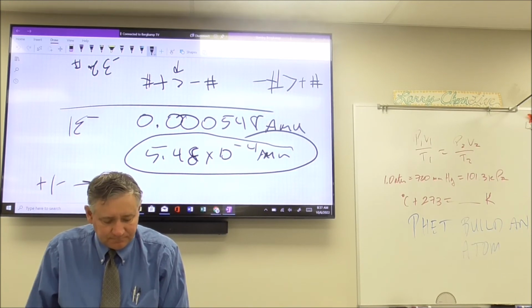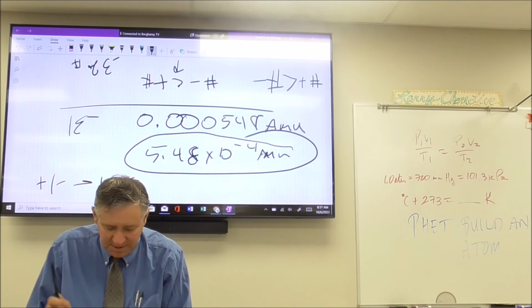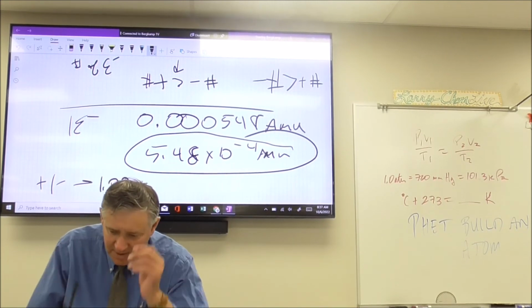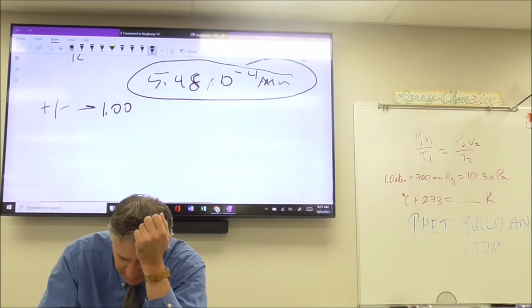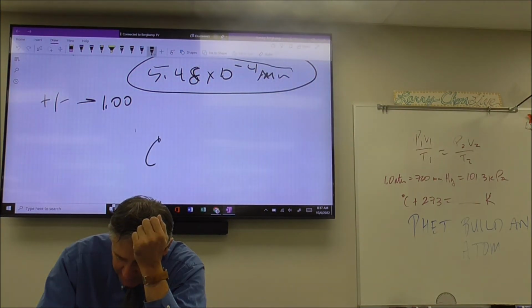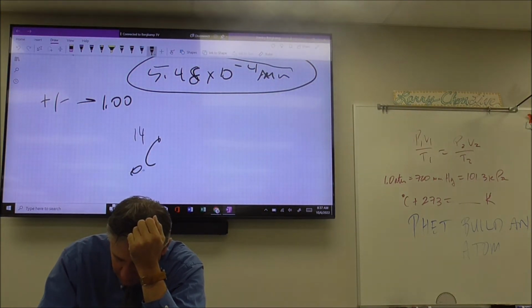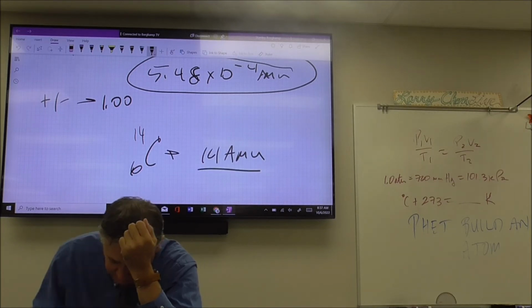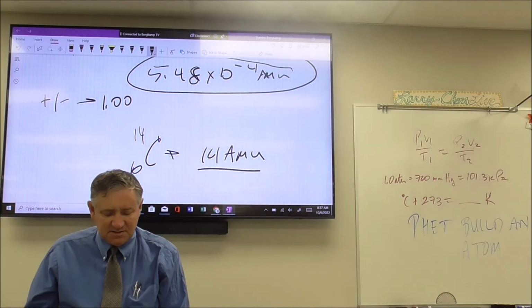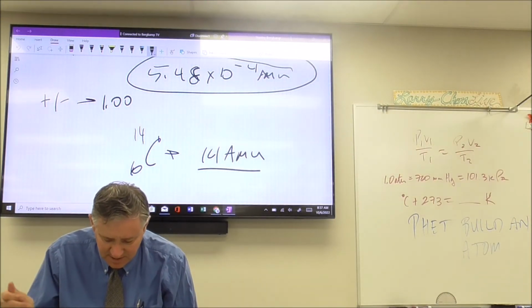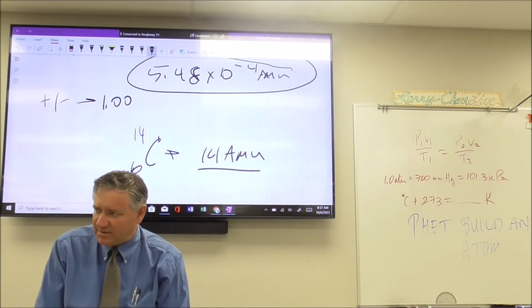Now, let's talk about question 14. You're given two bits of information here. You have carbon-14, and they're told that is about 14 AMUs. Okay. So does this agree with what you determined in questions 11 and 13?